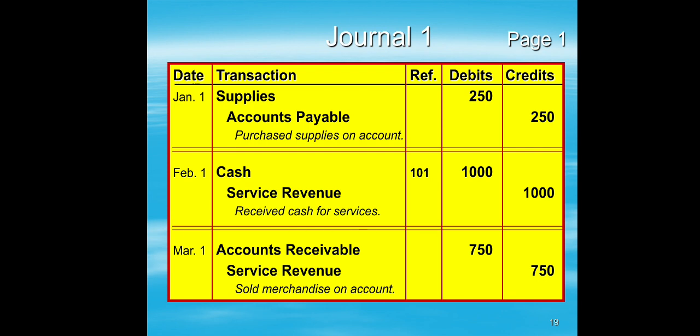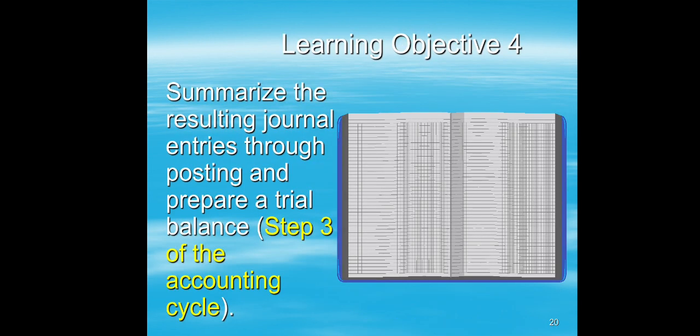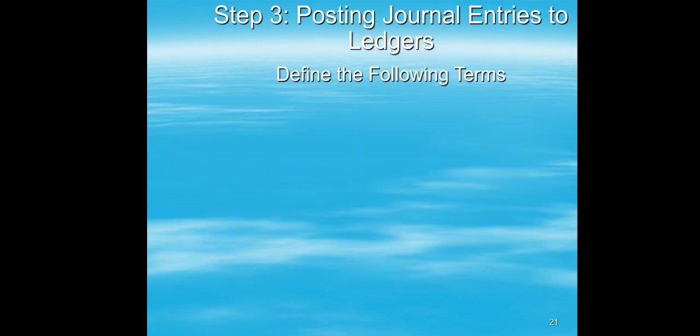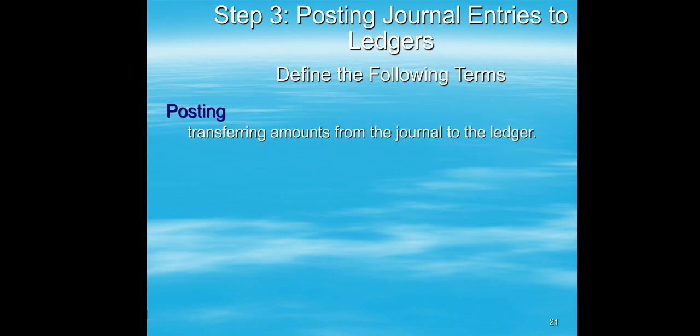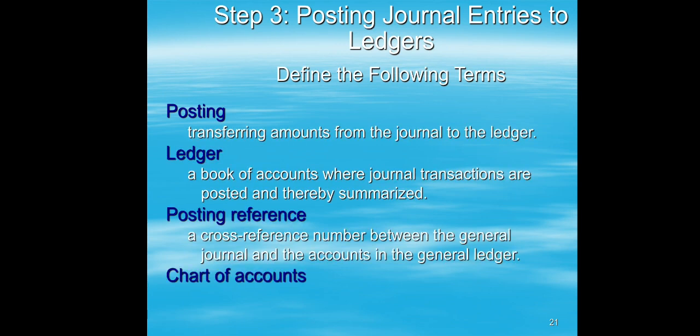Okay, you stop recording transactions in the journal, and then you have to do step 3 in the accounting cycle, which is posting journal entries to the ledger. The ledger is the second book that we use in accounting. Journal is the first book, and then ledger is the second book.